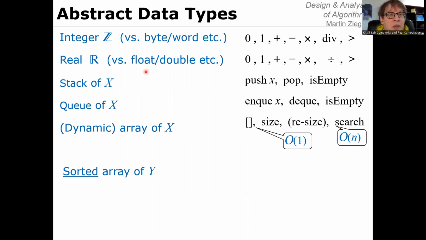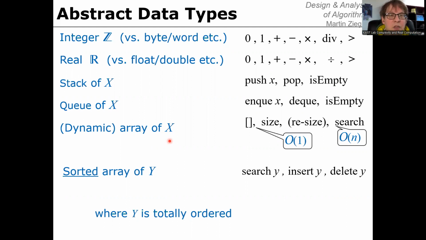Then we have sorted arrays. Sorted arrays support searching at more efficient time, logarithmic time. Here the requirement is, of course, that the data we're storing in the sorted array must be equipped with a total order. Otherwise, we cannot even speak about a sorted array, right? Unsorted arrays can have any data, ordered or not, but for the sorted array, the underlying data type must be totally ordered, which is true for integers, for real numbers, but which is not true for stacks and queues, for example.